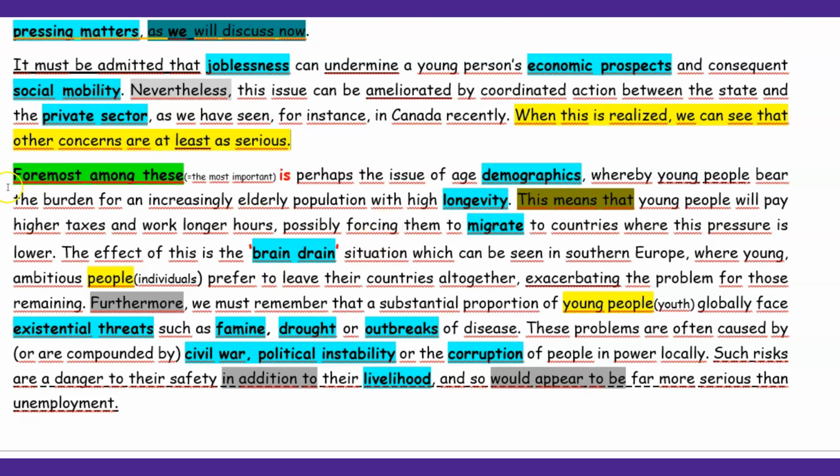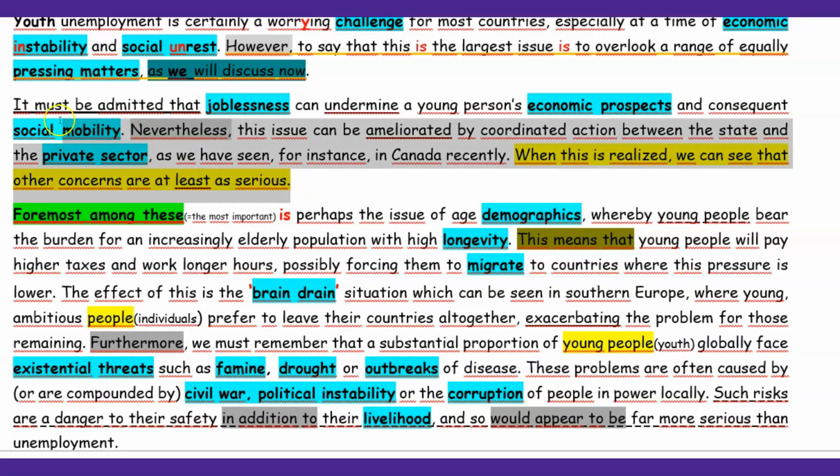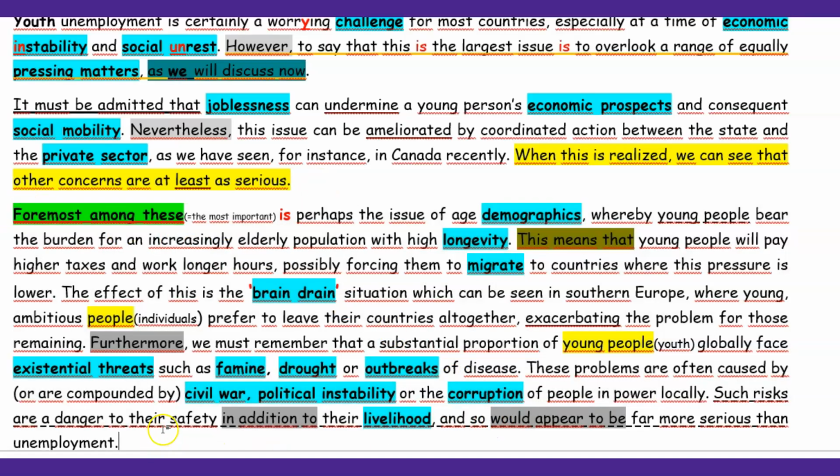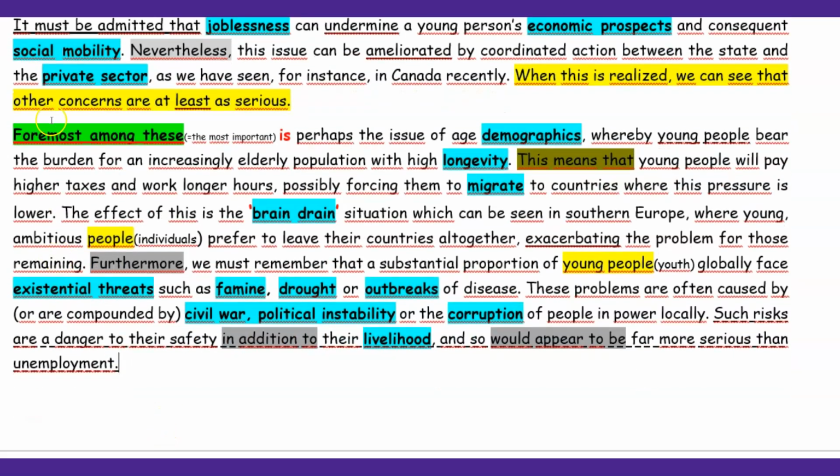What about the other challenges, right? In this paragraph, the candidate talked about unemployment, and what about the other challenges? Foremost among these is a great academic English phrase. The most important is perhaps the issue of age demographics.